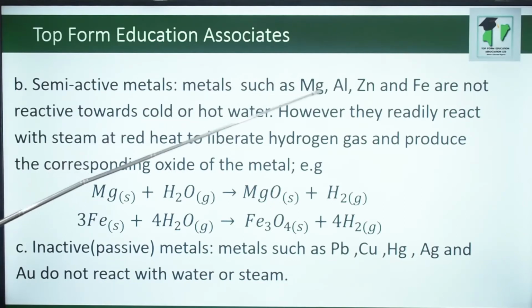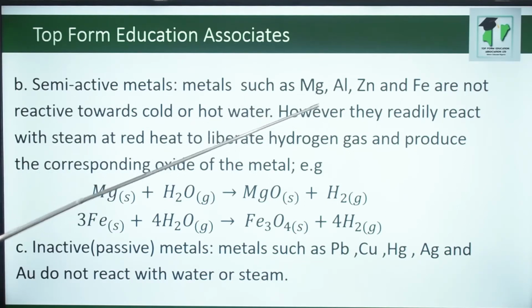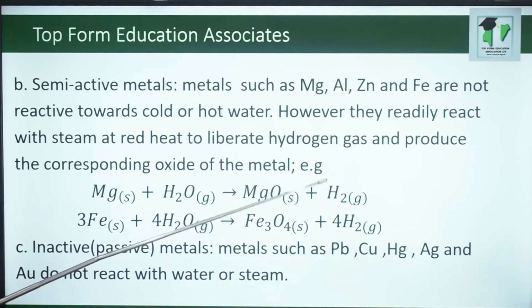Semi-active metals. Metals such as magnesium, aluminum, zinc, and iron are not reactive towards cold or hot water. However, they readily react with steam at red heat to liberate hydrogen gas and produce the corresponding oxide of the metal. Here you can see magnesium reacting with steam to form magnesium oxide and hydrogen gas. This is iron reacting with steam to form iron(III) oxide and hydrogen. This is the rust that we see on metallic surfaces like iron or burglary proof.